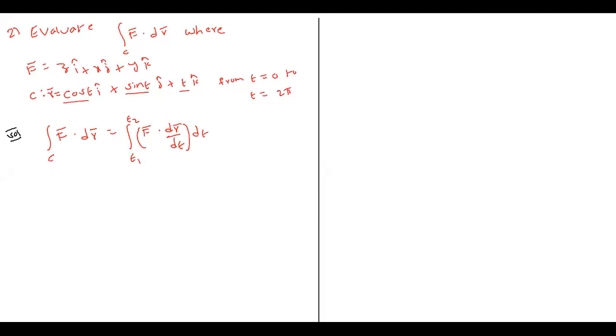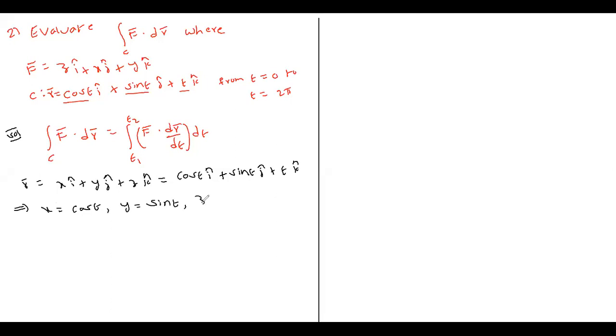Okay, so what is f bar? What is r bar equal to? R bar is xi bar plus yj bar plus zk bar, but it is given as cos t i bar plus sin t j bar plus t k bar. If you compare these two, corresponding components must be equal. So x equals cos t, y equals sin t, and z equals t, with t varying from 0 to 2 pi. Therefore, what will be f bar?